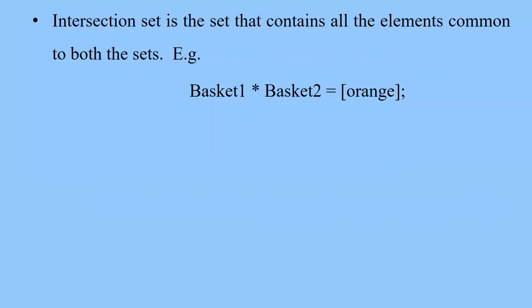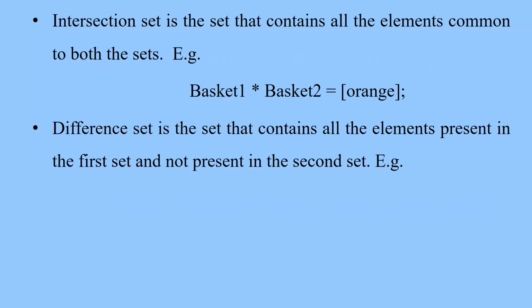So this statement is asking, who is common? Who is in both basket 1 and basket 2? Whoever is in both basket 1 and basket 2, that is who we generate as our intersection set. So in this case, it's orange.